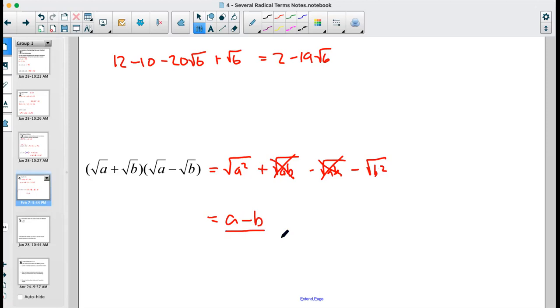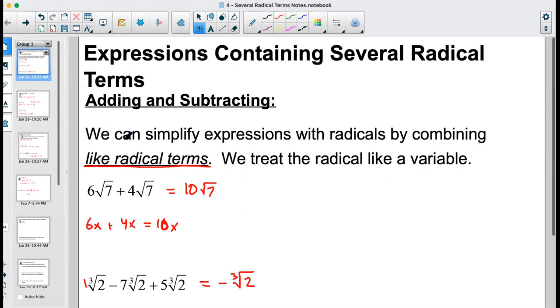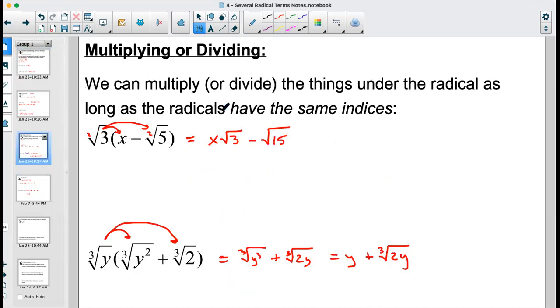Easy peasy. So 2 rules in there. The adding and subtracting rule, which works when they must have like radical terms. That's the only time it works. And the multiplying or dividing rule, which says we can multiply or divide the radicands, the things under the radical, as long as the index of each radical is the same. 3, 3, 3, 2, 2. So we'll do a little more complicated stuff if they're not the same in the next video.